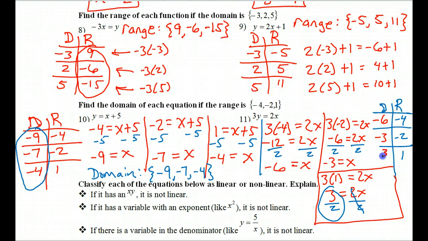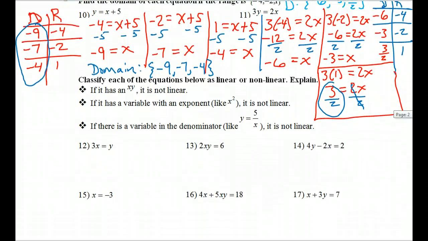Okay, so for right now, I'm just going to put 3 over 2. As a decimal, it would have been 1.5. Either way, I could say that my domain is -6, -3, and 3 over 2, or 1.5. Okay, so that was the answer for number 11.